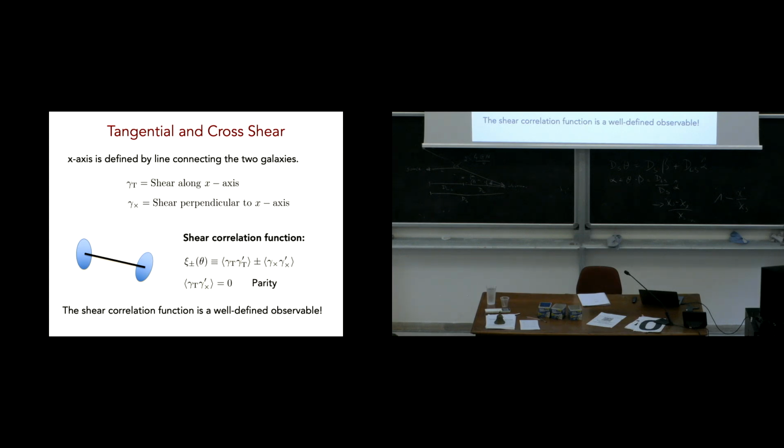And at that point, then, we know how to combine the two shears into a 2-point function. That is, we combine the two tangential shears, the two cross shears, and then we can put them together with either a plus or a minus. And those are our two shear correlation functions that are parity invariant. On the other hand, gamma t, gamma cross vanishes due to parity.